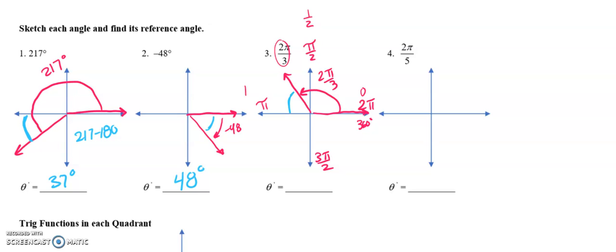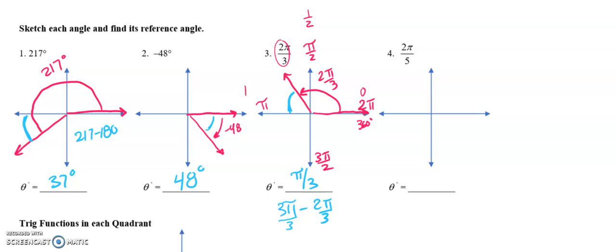Our reference angle then is this piece here going back to the nearest x-axis. How much is that? Well, all the way to there is pi. So what's the blue part, the reference angle part? It would be pi minus 2 pi over 3. Pi is really 3 pi over 3, so we're left with pi over 3.